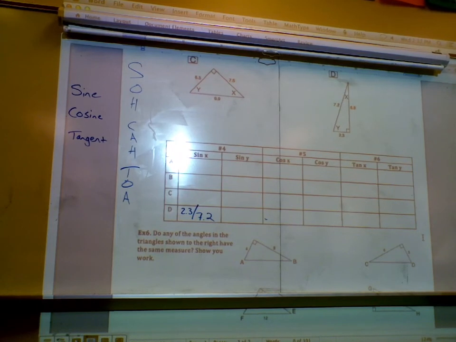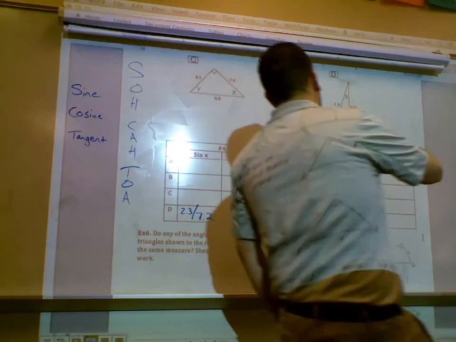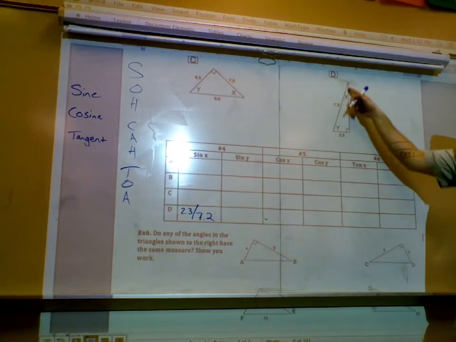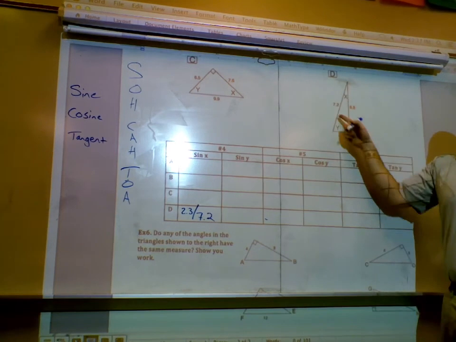Wait, why are we doing D? Because that way you can see it all on one page versus having it broken down. How did you get to 7.2 right there? Because 7.2 is the hypotenuse. It's the longest side, right? It's across from the right angle.